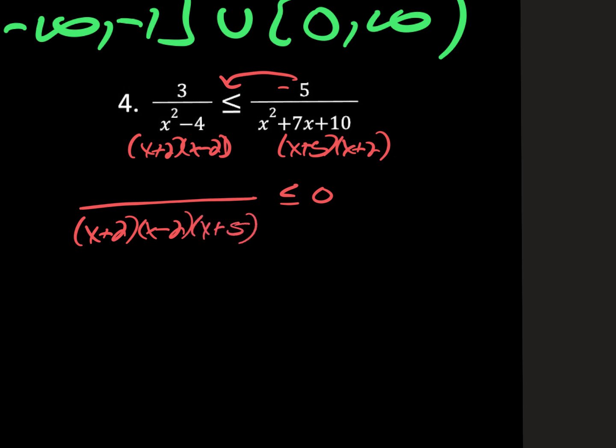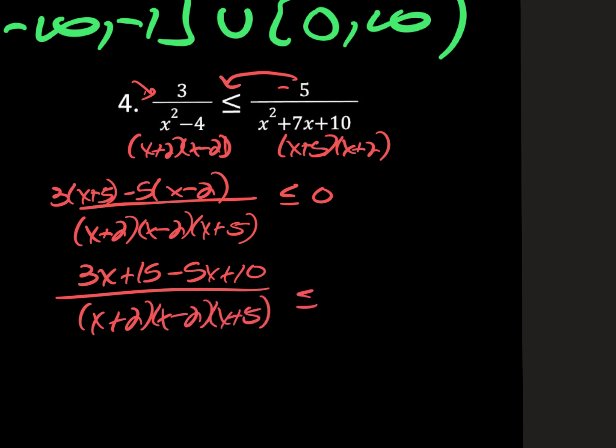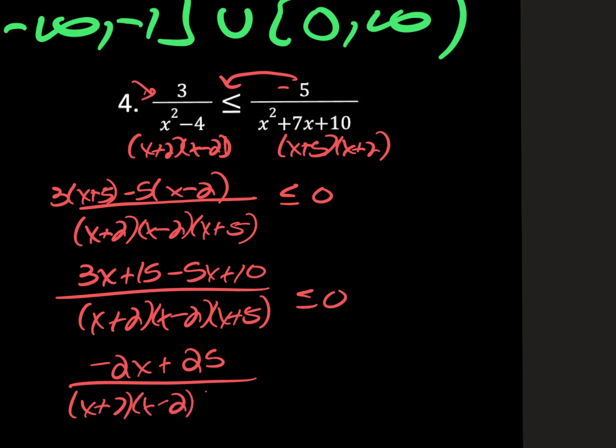Now the 3, this fraction over here does not have the x plus 5, so I'm going to do 3 times the x plus 5. Then what is now a -5 does not have the x minus 2, so I'm going to put the x minus 2 there. So the numerator becomes 3x plus 15 minus 5x plus 10. All that is over x plus 2, x minus 2, and x plus 5. All that is less than or equal to 0. So my numerator is going to be -2x plus 25, all that over x plus 2, x minus 2, and x plus 5.